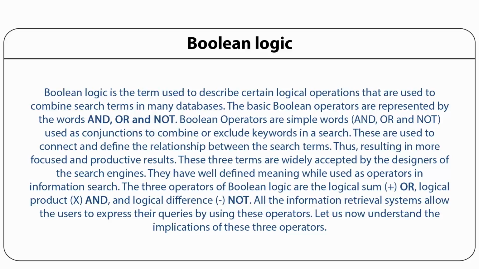The three operators of Boolean logic are the logical sum, OR, the logical product, AND, and the logical difference, NOT. All the information retrieval systems allow the users to express their queries by using these operators. Let us now understand the implications of these three operators.